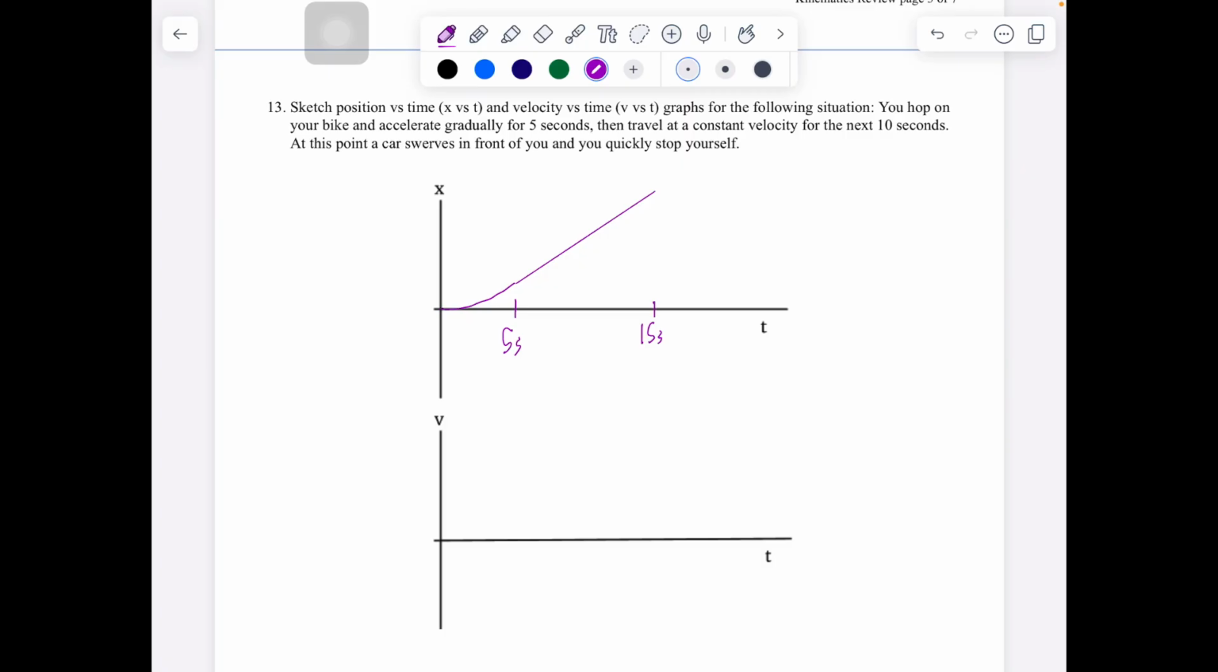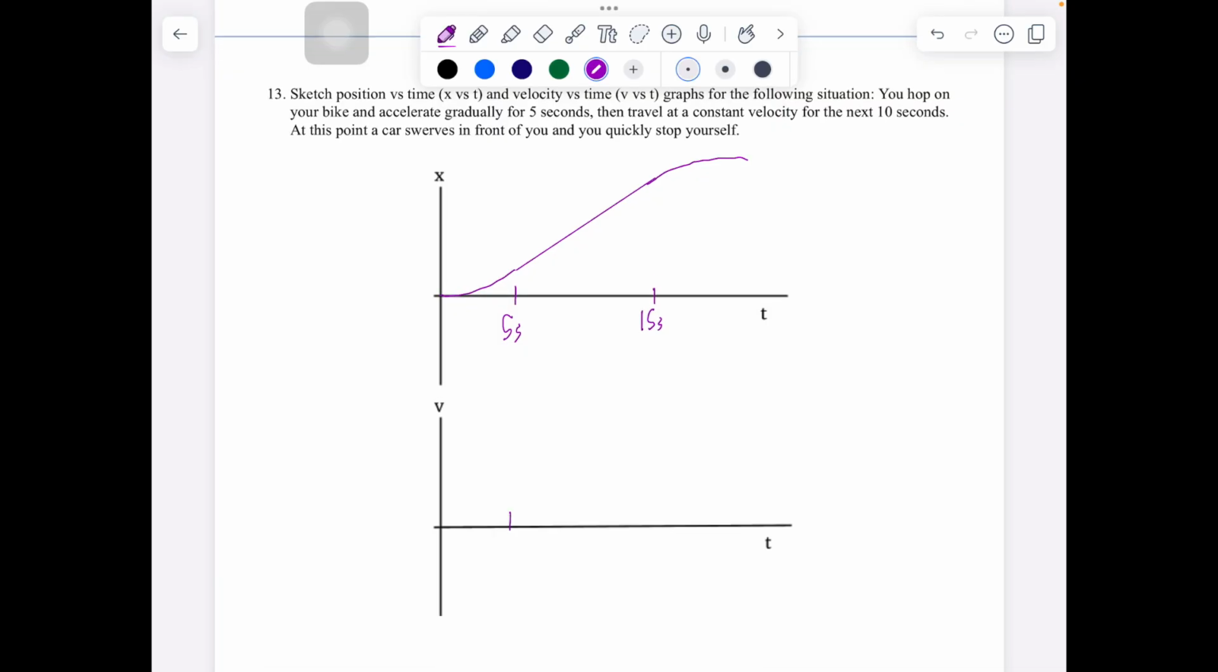Now at this point, a car swerves in front of you and you quickly stop yourself. So we will change our slope gradually to 0. We come to a stop. We sped up moving forward, we moved at a constant velocity, and then we're slowing down to a stop. Let's translate that down into our velocity time graph.